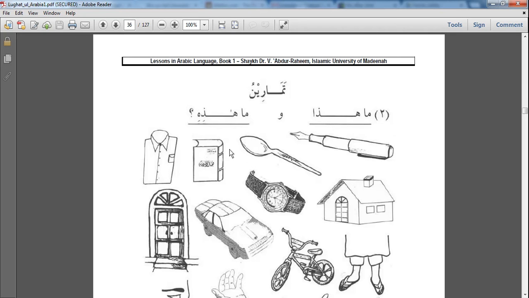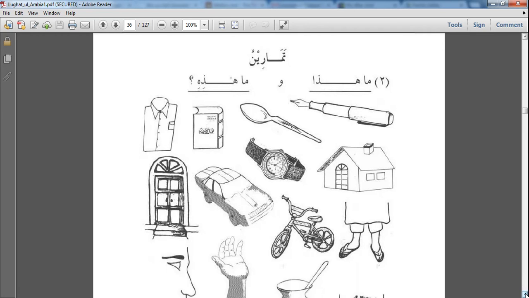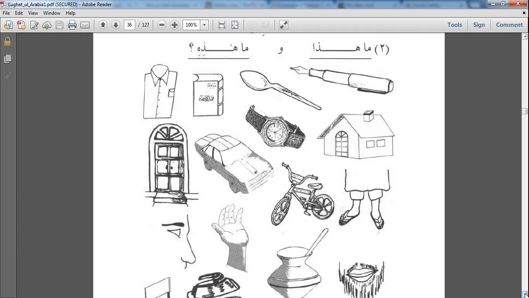ما هذا وما هذه. In this exercise, what you're supposed to do is, depending on whether the thing is male or female, you would say ما هذا or ما هذه. So, qalam, masculine, so you say ما هذا. ملعقة, feminine, ما هذه. كتاب, masculine, ما هذا.